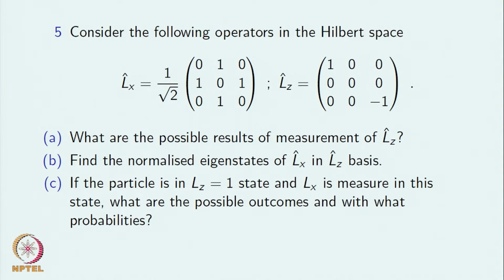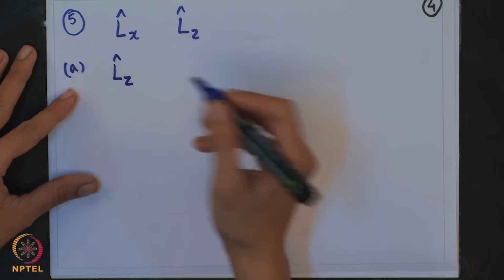The first part asks what are the possible results of measurement of Lz. You have to find the normalized eigenstate of Lx in terms of the Lz basis. And the third part is, if the particle is in an Lz state and Lx is measured in that state, what are the possible outcomes that we get. So, Lx is given to you and the Lz operator is given to you.